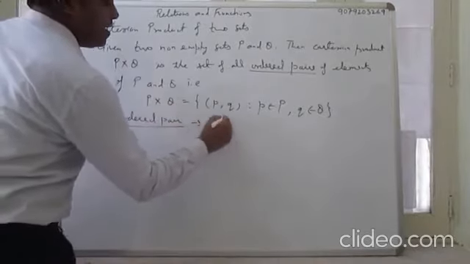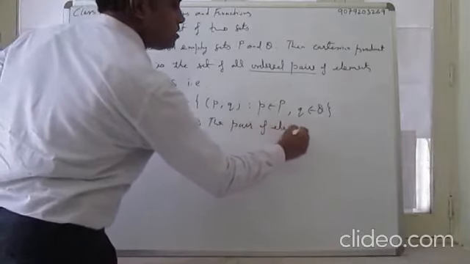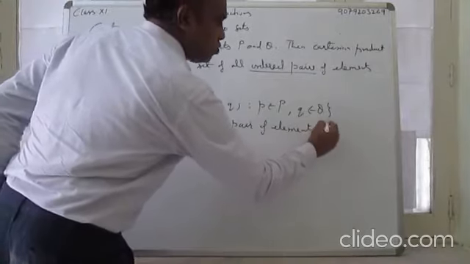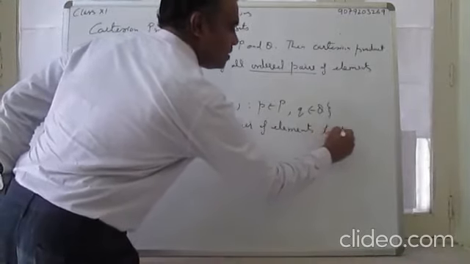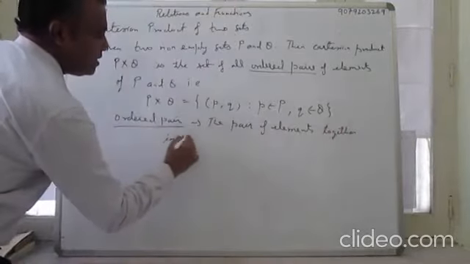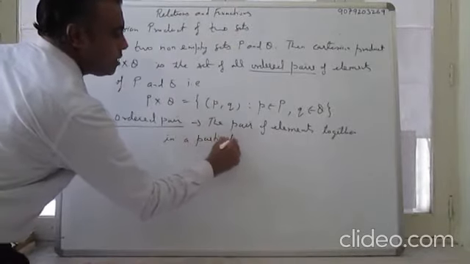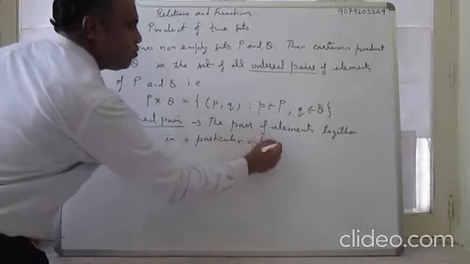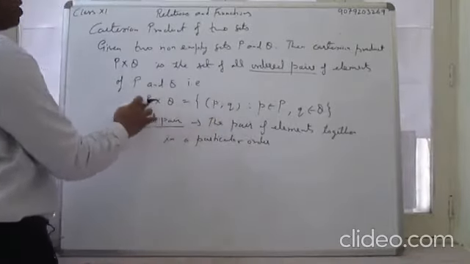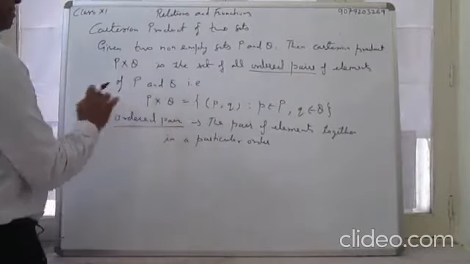The pair of elements together in a particular order. The order is particular, that is fixed. It means the P element is always related to the first set, and the Q element is always related to the second set.